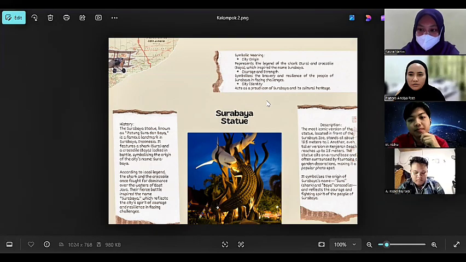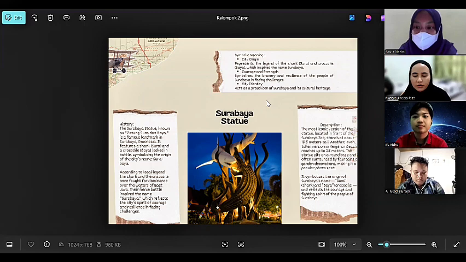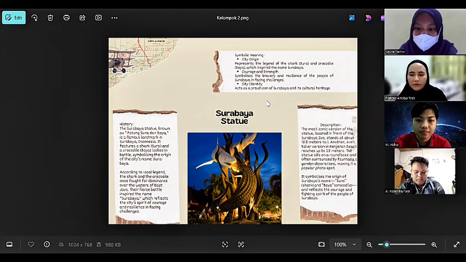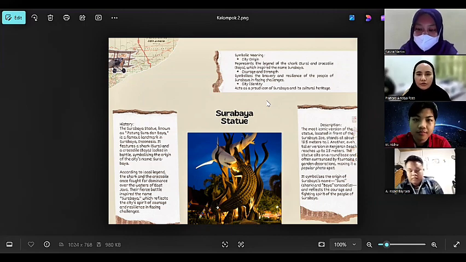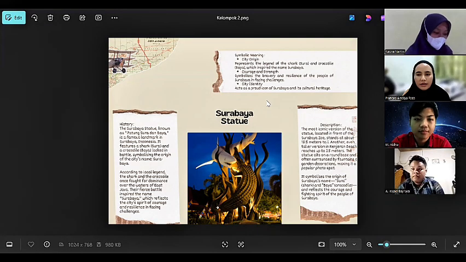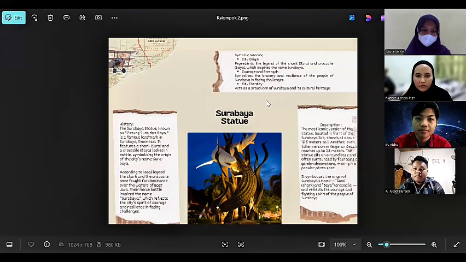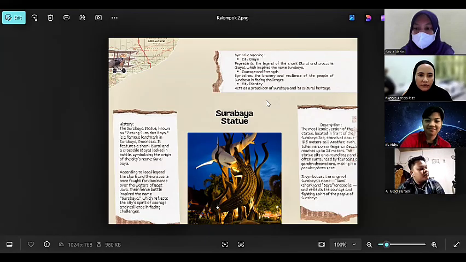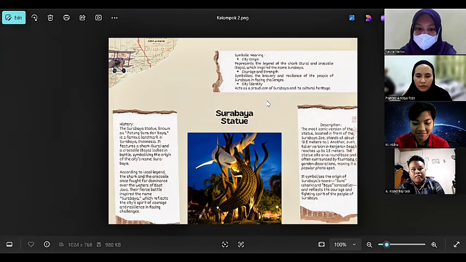Okay, hello. Good afternoon. We are from the second group. The members of our group are Zulkifli, Adelia, myself, Pratiara, and the last one, Anisha. So here we have the picture of the Surabaya statue. This is a picture of a crocodile and also a shark. I will discuss the symbolic meaning.